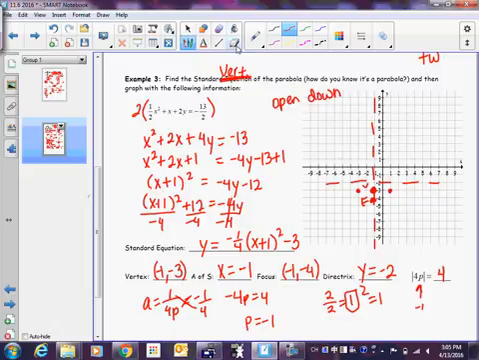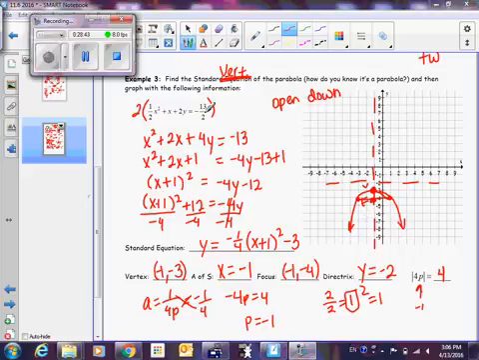Why do I keep doing that, guys? Catch myself at least, but okay, from the focus. Go to the right 2 and go to the left 2. That tells you how wide the parabola is through the focus. And then there we go with the rest of the parabola, and it did open down. You can check this one with your calculator. The horizontal one you cannot check because it's x equals. Works.